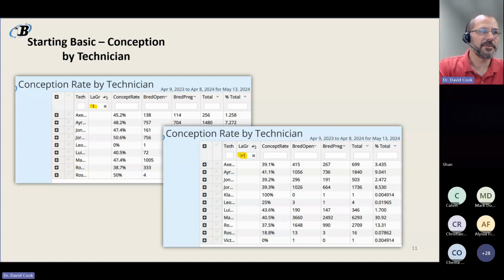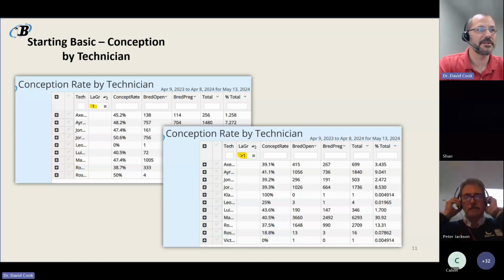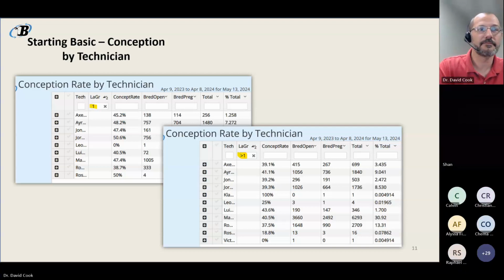So one of the first places that can be helpful to look is just the conception rate by technician. This is a pretty basic report that most everybody has, and everybody has looked at for years. Here you can find this one from the search, and then the couple of things highlighted here is this quick filter. So within here, when I open it up, it's for all lactation groups.